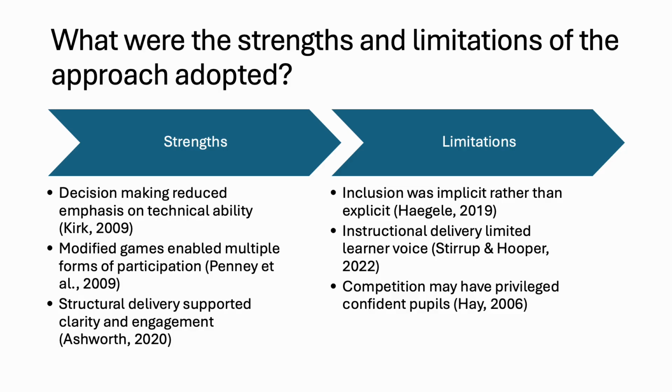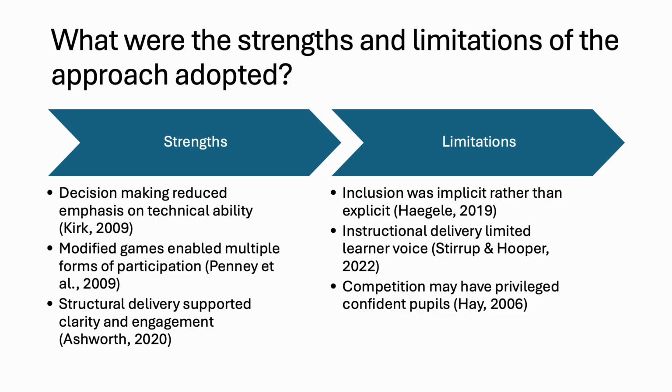Motivation theory further supports this critique. Self-determination theory highlights the importance of autonomy, competence, and relatedness in sustaining motivation. While the lesson supported relatedness through teamwork, autonomy was limited by instructional delivery, and perceptions of competence may have been uneven due to competitive framing. This reinforces the need to deliberately design for both motivation and inclusion.